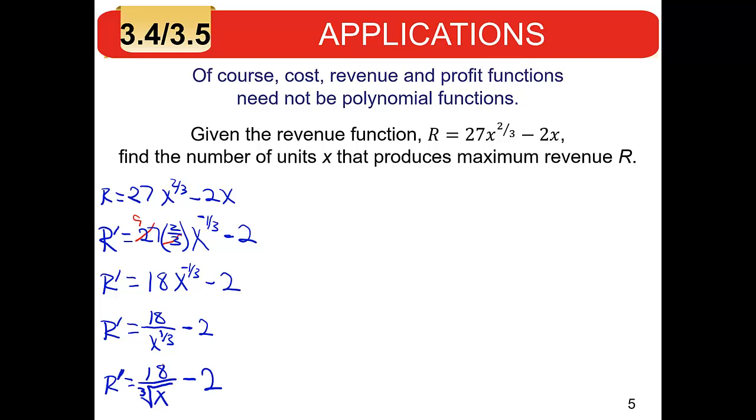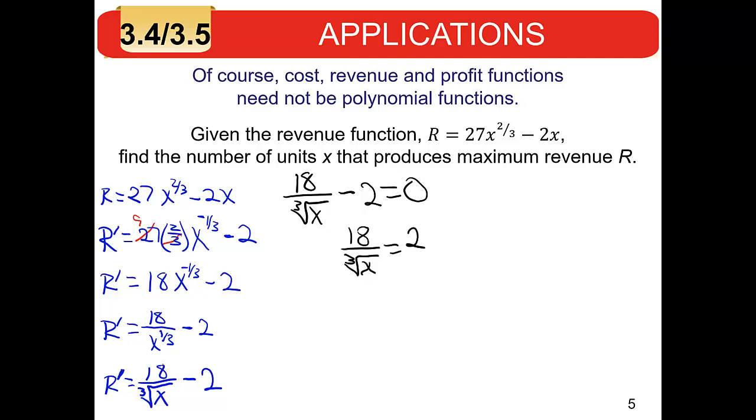So this is why non-polynomial functions are sometimes more difficult to work with. In theory, it's the same process. It just requires a little bit more work sometimes to get your derivatives and put them in the form you need them in. But anyway, that's the derivatives. What do you do with the derivative? You set it equal to 0 so you can find the critical numbers.